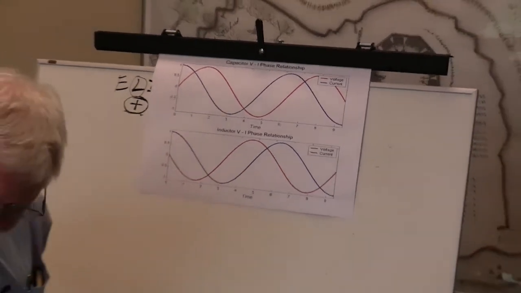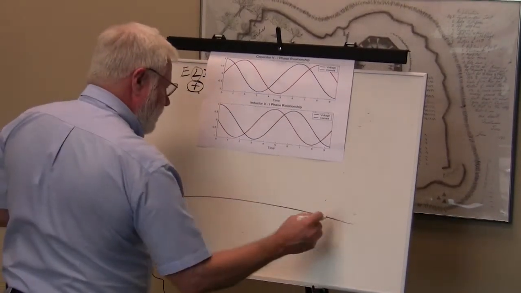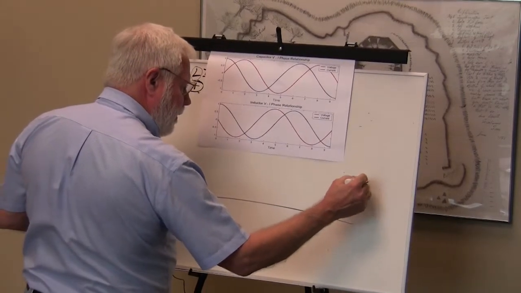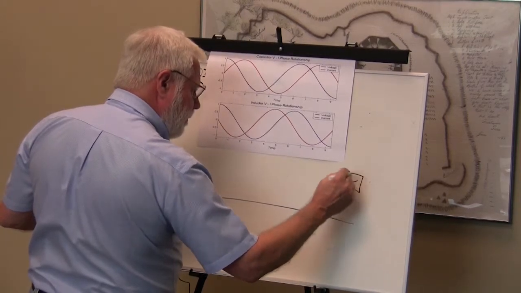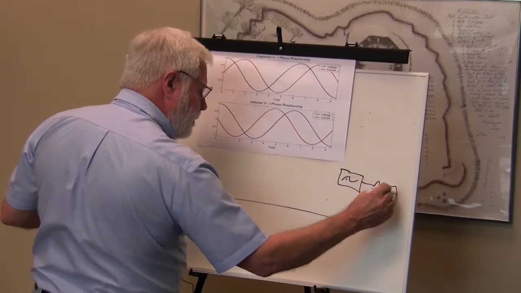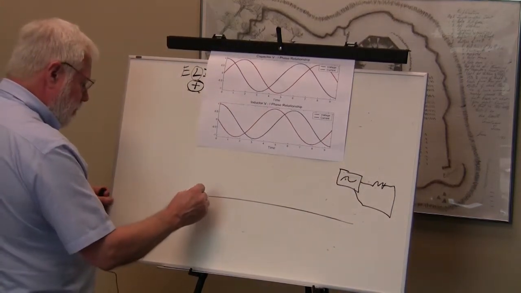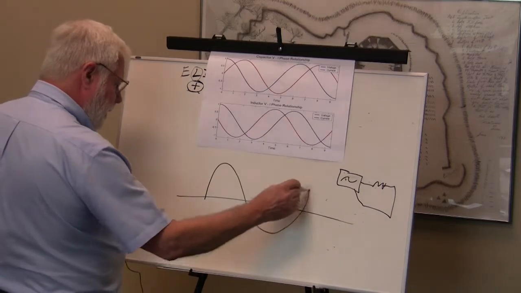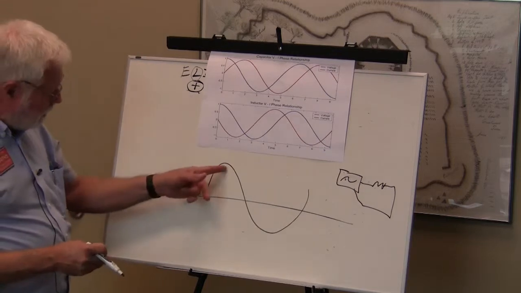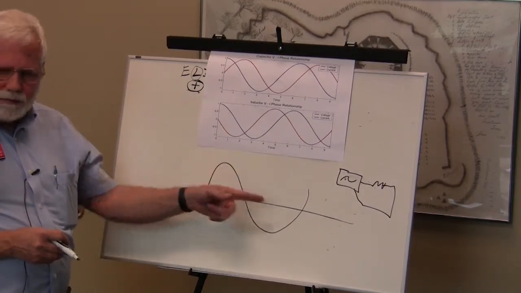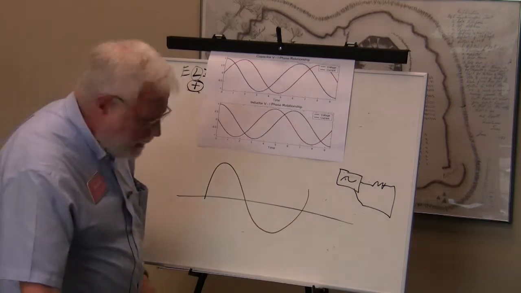I will have to draw one sine wave here. When we have just a sine wave signal generator going through a resistor, the voltage and current are in phase. If you plot them, you've got a sine wave here, and when the voltage goes up, the current goes up. When the voltage goes down, the current goes down. When the voltage hits a peak, the current hits a peak. It follows Ohm's law, V equals IR. Very simple, in phase.